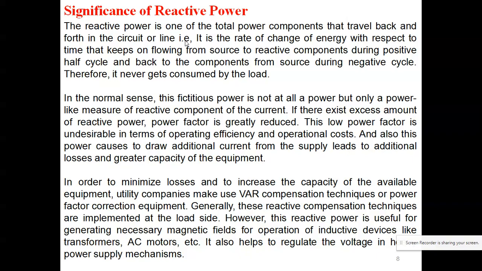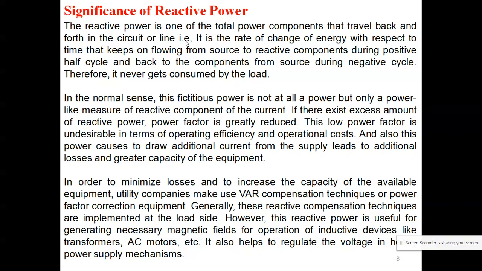That's why we are saying it is the total power component that travels back and forth in the circuit, and therefore it never gets consumed by the load. It is going from source to our reactive component and coming back from component to source again, so never consumed by the load. That is the meaning of it. That's why we are saying this power is nothing but non-active power here.